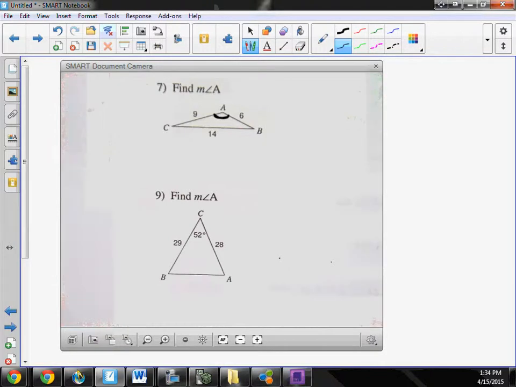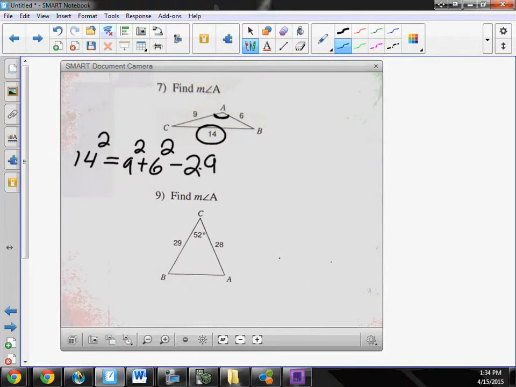But we know what A is. We know what little a is. It's right here. It's 14. So 14 squared equals 9 squared plus 6 squared minus 2 times 9 times 6 times the cosine of A.